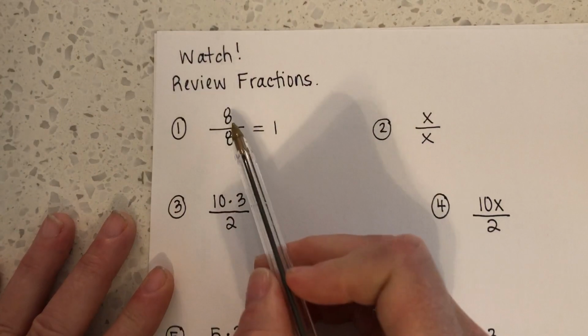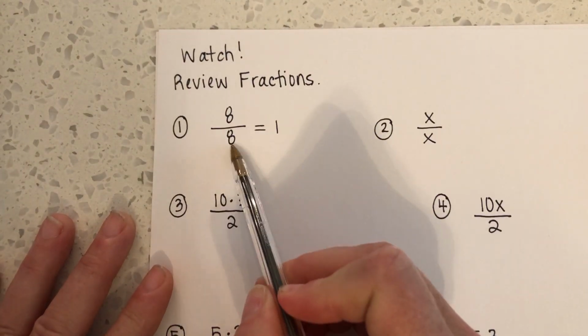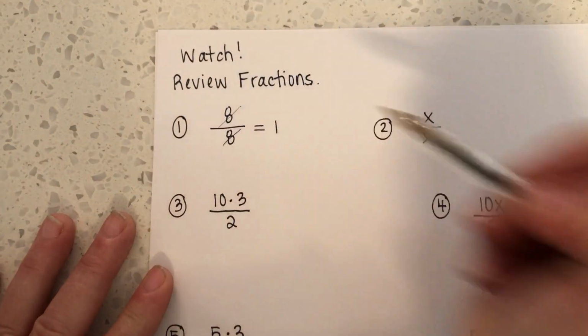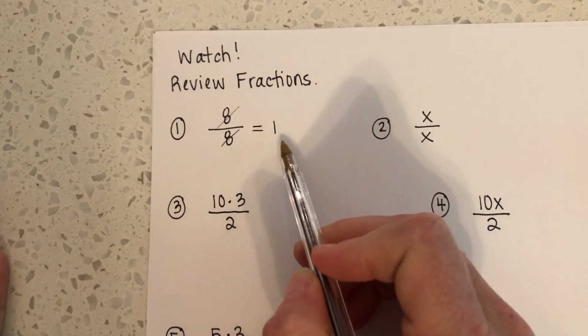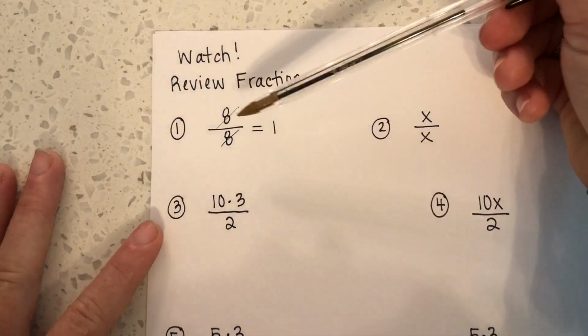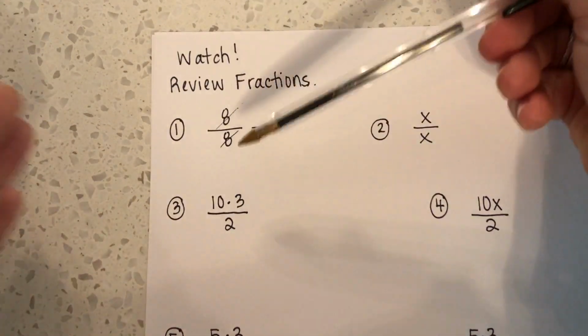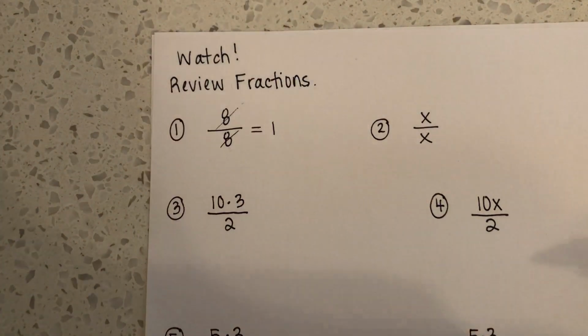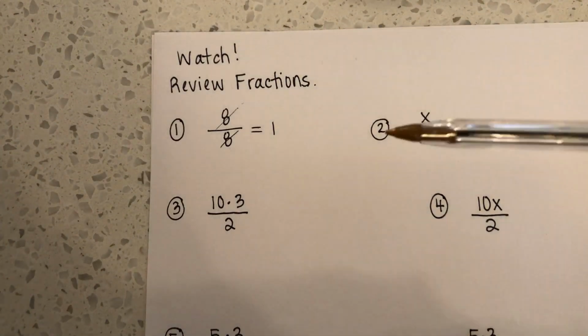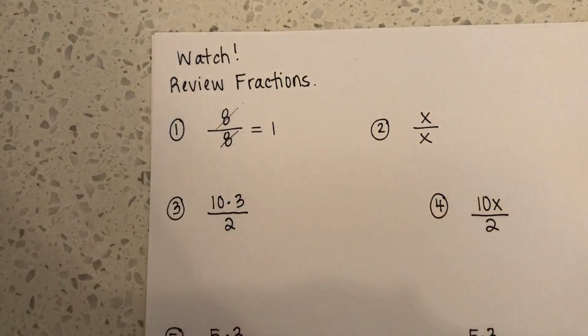So basically what's going to happen, if something on top and bottom matches, it's almost like you're canceling it out and it equals 1. That's our goal. We want stuff on top and bottom to cancel out and go away. But the problem is, is it attached to whatever's next to it by multiplication, or is it attached by addition and subtraction? That's going to be the major key.